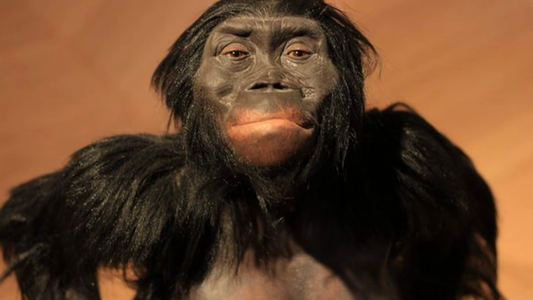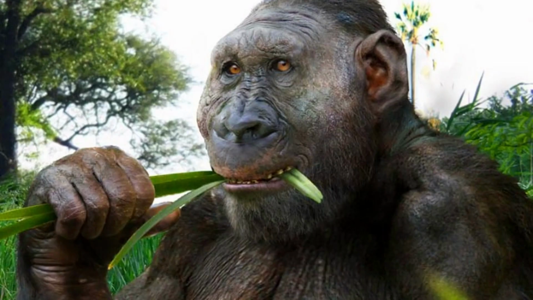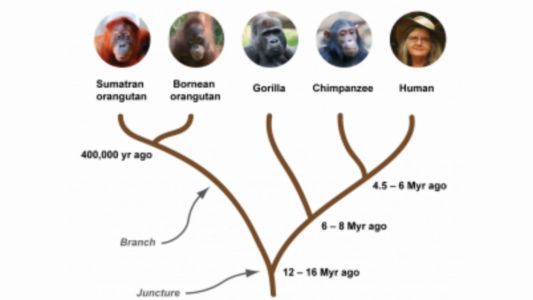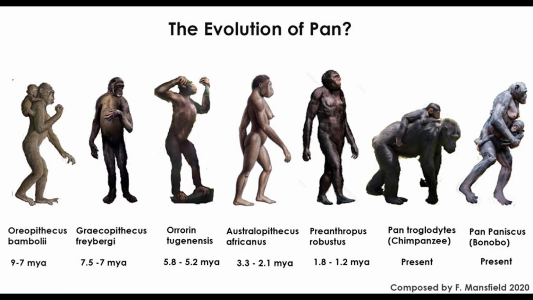This ancestor was an arboreal primate that moved through the trees and lived in the dense African forests. From that point, the gorilla lineage began to differentiate. Genetic and fossil evidence points to a gradual separation of the gorilla lineage. Molecular estimates suggest that the gorilla lineage separated from the lineage that would give rise to chimpanzees and humans around 8 to 10 million years ago.